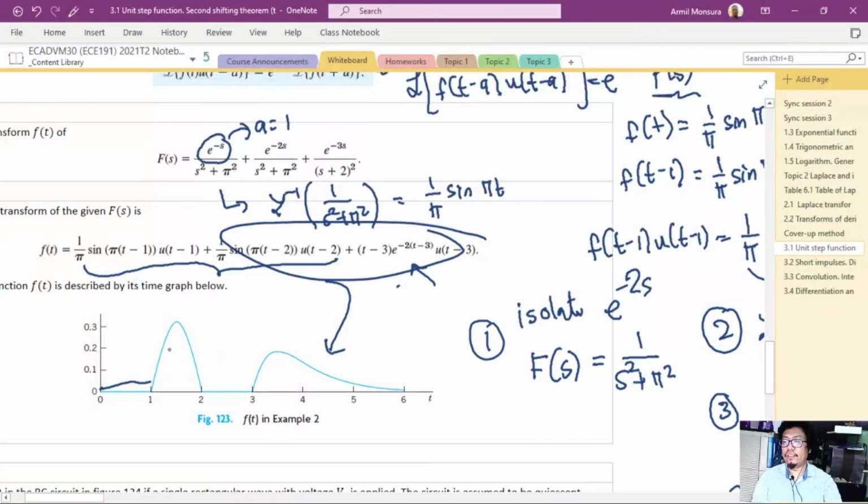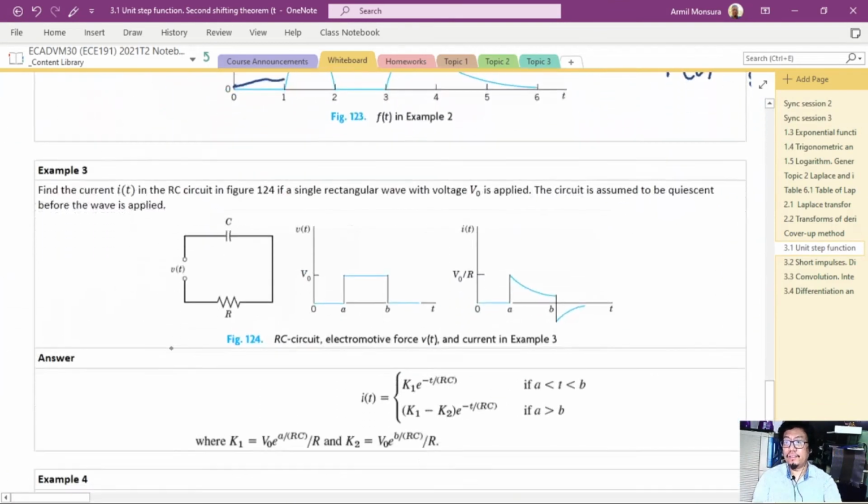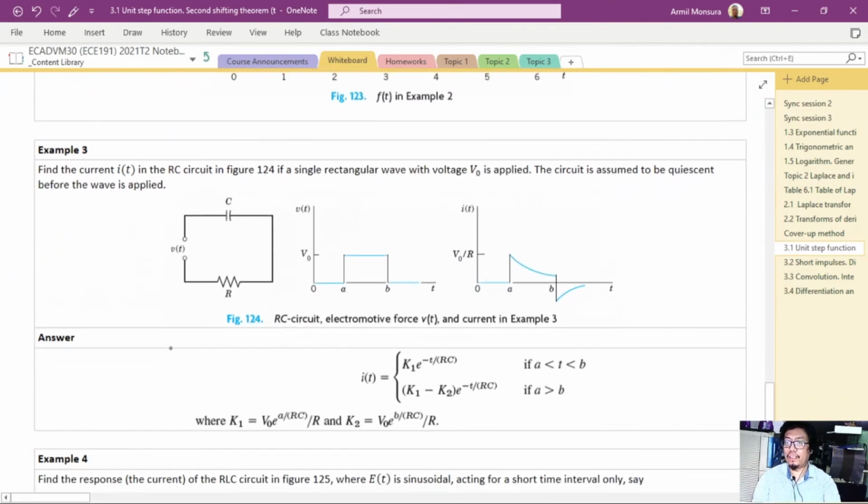And then here finally we have example 3, which now deals with circuits, what we call an RC circuit. So an RC circuit means that your circuit contains a capacitor and a resistor. Here you have a rectangular pulse as an input to this.